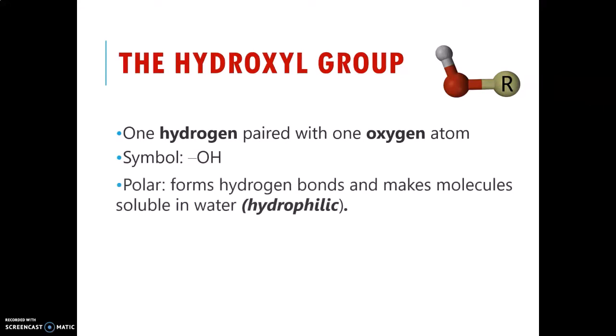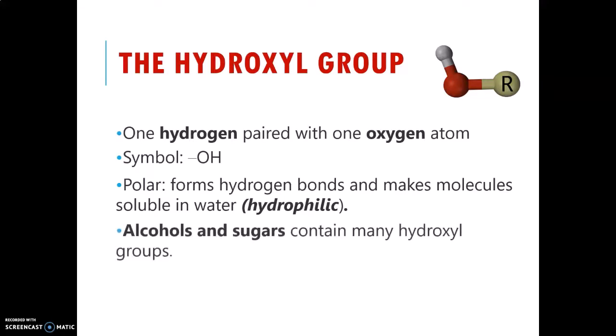So we just talked about the polarity of that covalent bond. So it is important for you to know that hydroxyl groups are polar, meaning they do form hydrogen bonds with other polar molecules such as water. That makes them soluble in water or hydrophilic. And the type of molecule that you will see hydroxyl groups on would be mostly alcohols and sugars. Those are the most important molecules that you'll see with hydroxyls. Hydroxyls are really common on a lot of different kinds of molecules, but they are kind of a defining feature of alcohols and sugars.